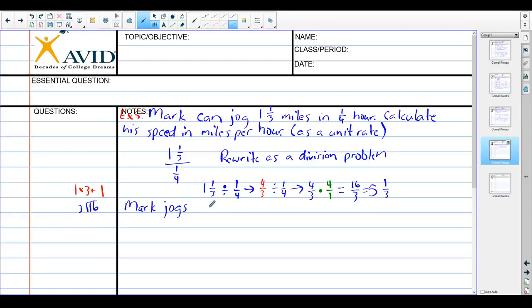So we can say Mark jogs 5 1/3. So what's our units? It's miles per hour. And if you're still confused by that, per just means in 1. So he jogs 5 1/3 miles in 1 hour. It means the same thing. Okay? Per. Not like a cat.